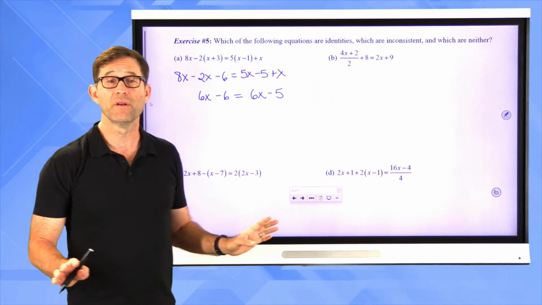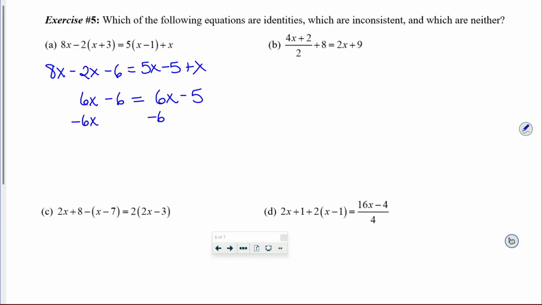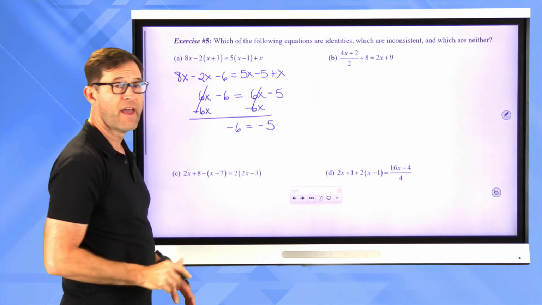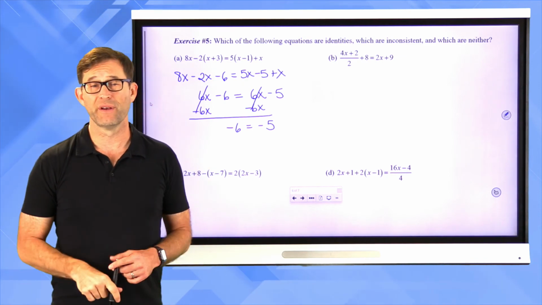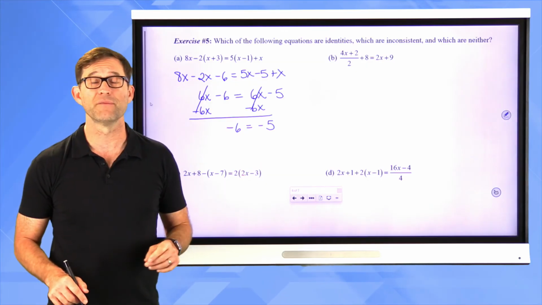Now, if that's not good enough for you, what you could certainly do is subtract 6x off of both sides. And you'll get -6 is equal to -5. And -6 is never equal to -5. No matter how bad of a day -5 is having, it won't be equal to -6.